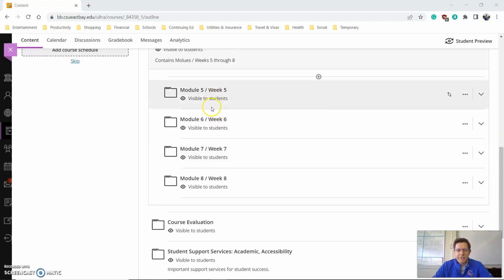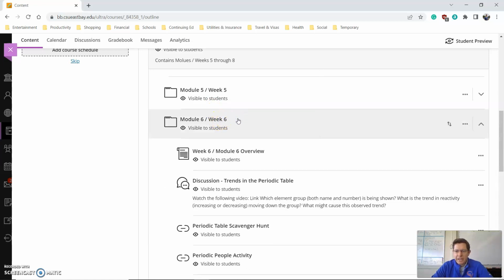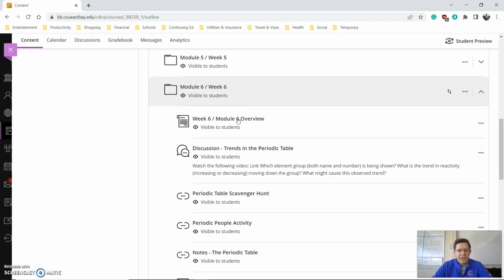So, last week was week 5, and we started out the unit on atoms, elements, and molecules, looking at some basic subatomic particles and emission spectra of atoms. This week, we'll be starting on the periodic table.